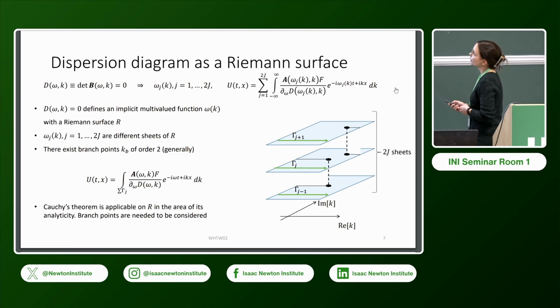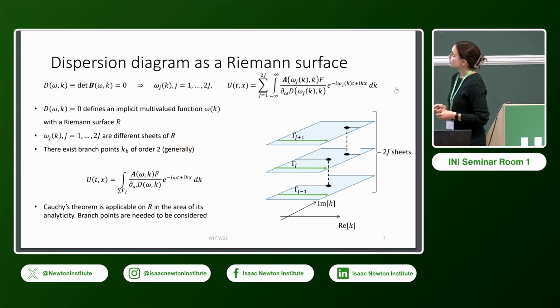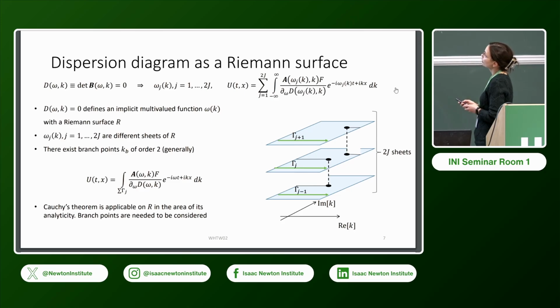And this multi-valued function, omega of k, has a Riemann surface. It's schematically shown here. So we have a number of sheets, and they are connected with branch points and some cuts between them. So now, instead of integrating over the real axis of k, we integrate on the Riemann surface. So we have a set of integration contours, and they go along the real axis of k. They are like images of the real axis k on the Riemann surface.